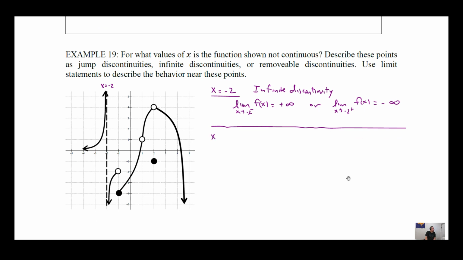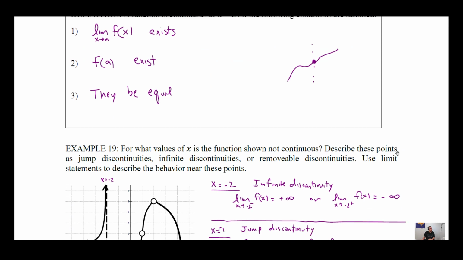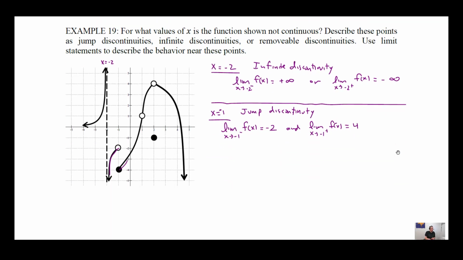The next discontinuity is at x equals -1. And for x equals -1, we can see that the picture jumps from one branch to the other. So this is what we in general call a jump discontinuity. For this type of example, the limit justification would be, well, the limit as x approaches -1 from the left is, let's see, going towards -2, and the limit as x approaches -1 from the right, we can see, is going down to 4. And so we have two different limits from either side, and so the violation of the definition of continuity here is that the limit doesn't exist. It's different values from either side.